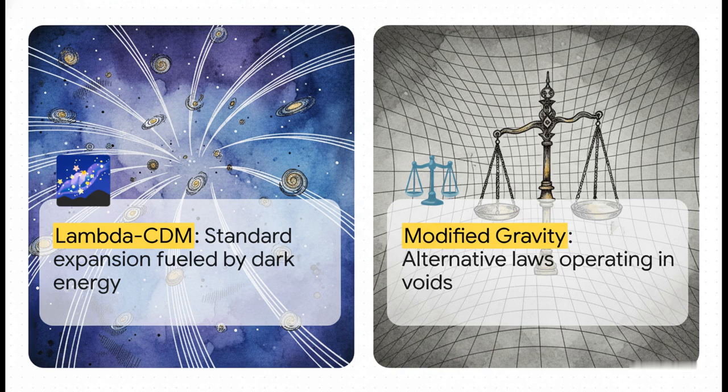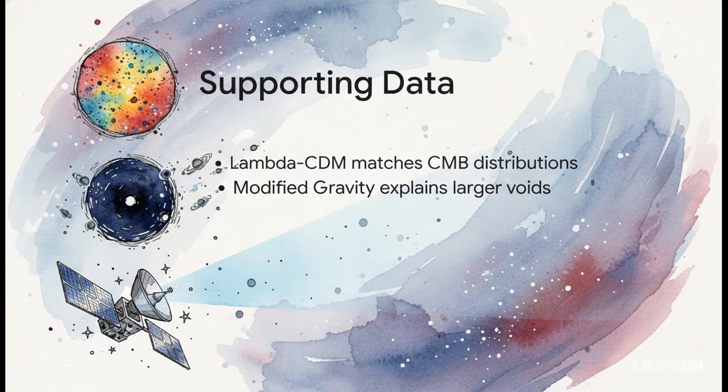These theories argue that our standard, everyday understanding of gravity might actually be incomplete, suggesting that totally different, alternative laws of gravity kick in specifically inside these massive, extremely low-density regions. Let's break down the data supporting these models into a few key takeaways. For the standard lambda CDM model, its biggest win is that it perfectly matches the temperature and density distributions we see in the cosmic microwave background. It lines up beautifully with what we know about the early universe.